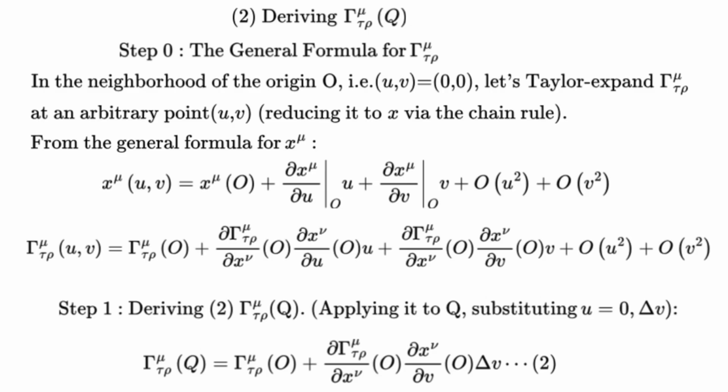Two, deriving Γ^μ_τρ of Q. Step 0. The general formula for Γ^μ_τρ. In the neighborhood of the origin O, i.e. (U, V) equals (0, 0), let's Taylor expand Γ^μ_τρ at an arbitrary point (U, V), reducing it to x via the chain rule, from the general formula for x^μ. Step 1. Deriving Γ^μ_τρ of Q. Applying it to Q, substituting U equals 0, V equals δV.